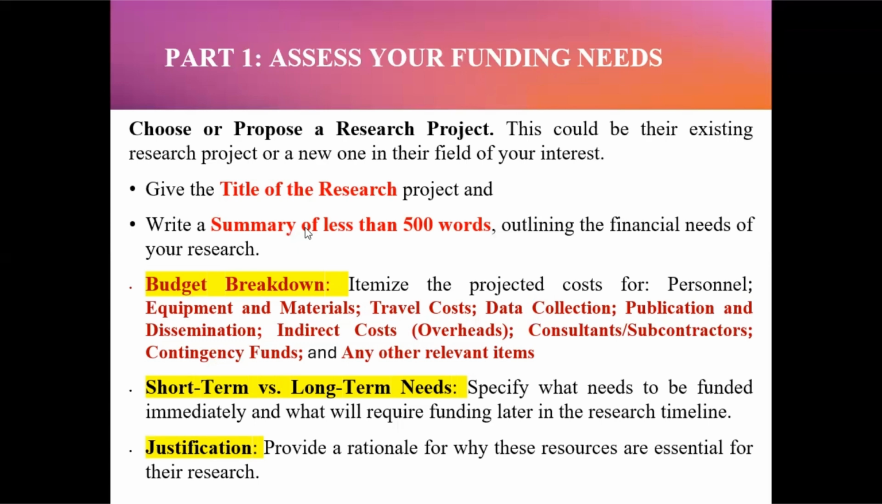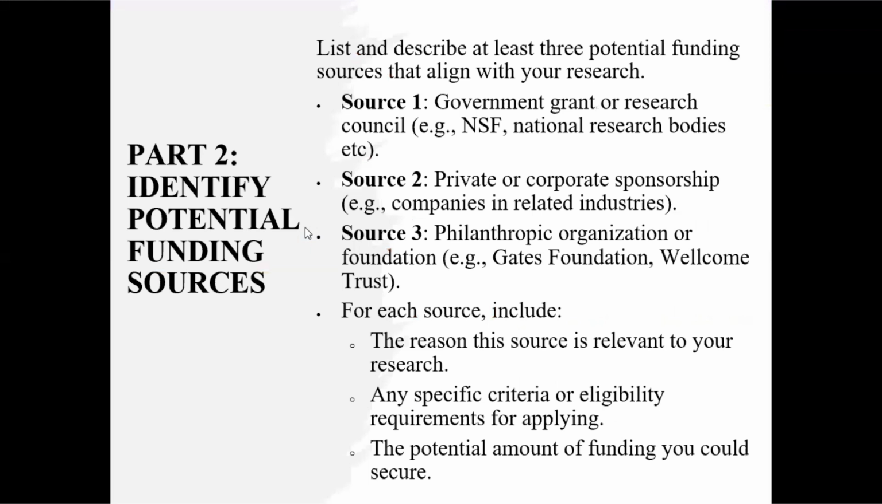In the second part, what are we expecting? In the second part, we expect them to list and describe at least 3 potential funding sources that align with their research. Source 1 should be a government grant or research council. Source 2 should be private or corporate sponsorship. And their source 3 should be a philanthropic organization or foundation, just to be sure that they are quite aware of the differences between those 3 funding bodies.